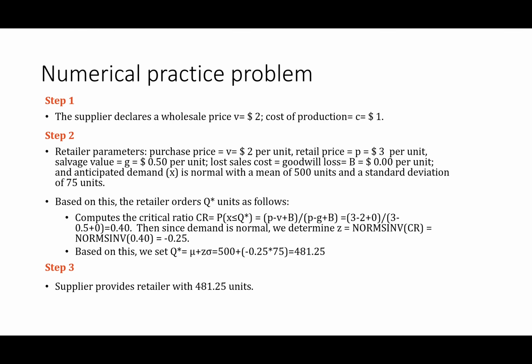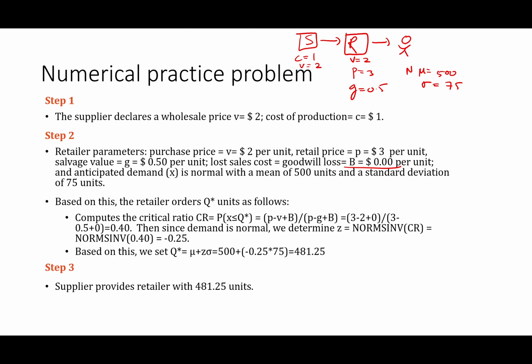All right, so the first one is that we have a similar thing. We have a supplier and then we have a retailer which sells to the end customer. Here C is equal to 1 and V is equal to 2. So the input becomes $2, its selling price is 3, and its salvage is 0.5. There is no goodwill loss in this question, it just remains at 0. And then the demand is normal with a mean of 500 and sigma of 75. So that's what the problem looks like.